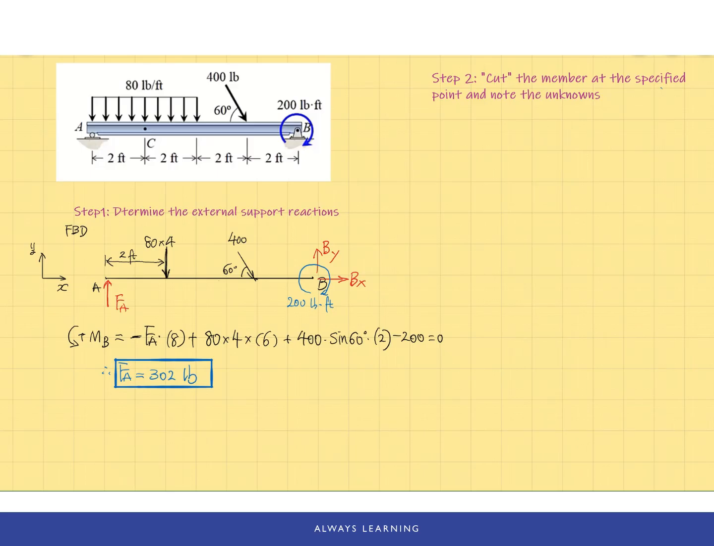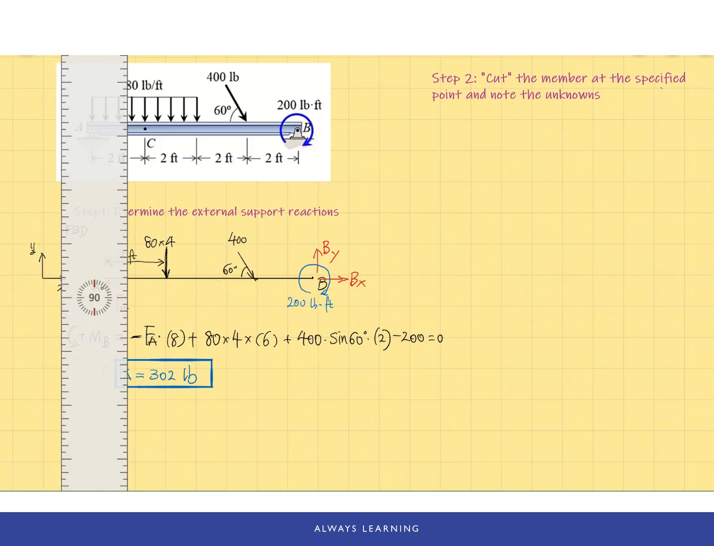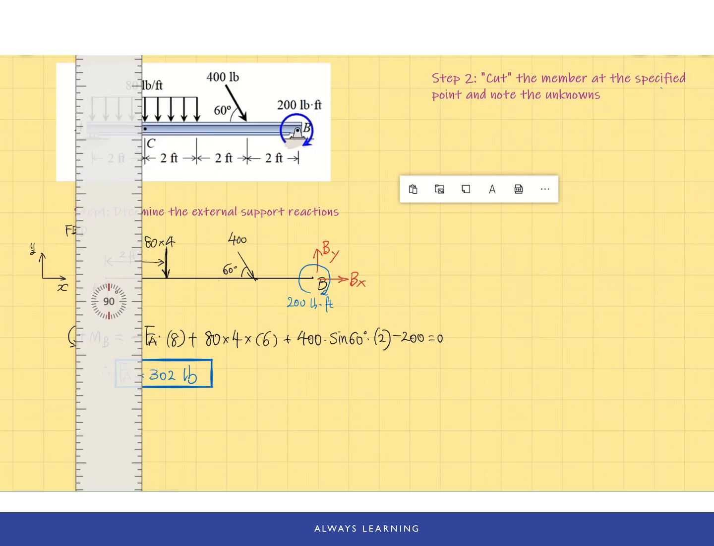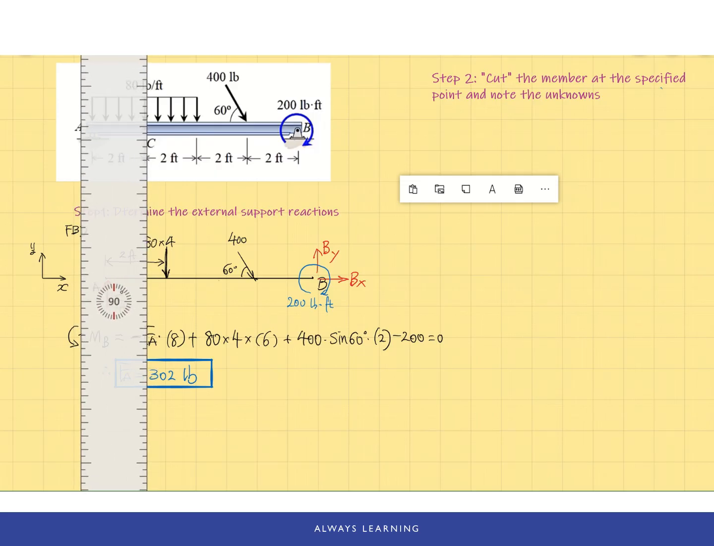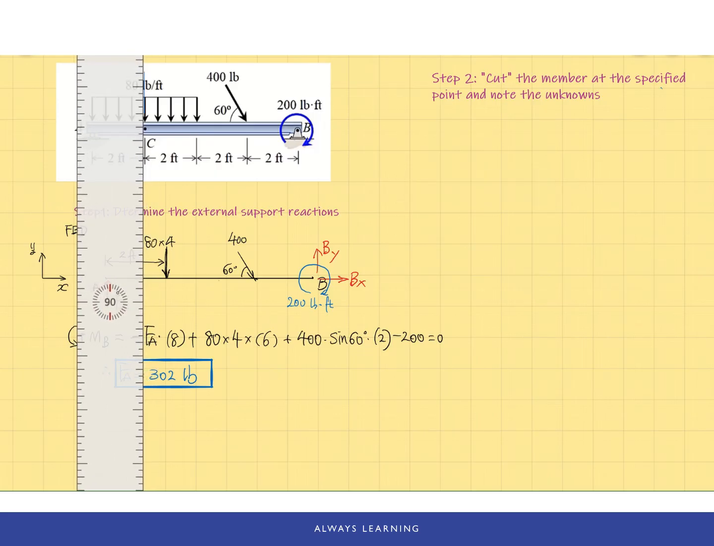Step 2, we're going to run an imaginary cut through the point where we are looking for the internal forces. In this case, that is point C. So we're going to run the cut through point C and choose the segment that we're going to analyze, which will be the left segment.